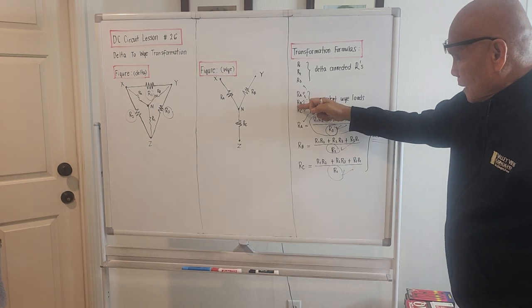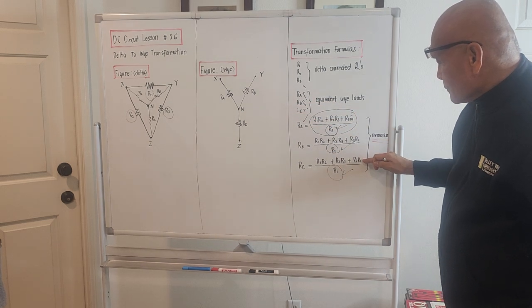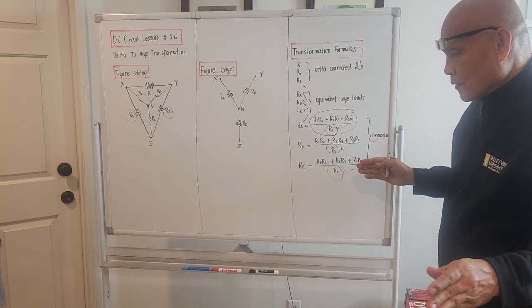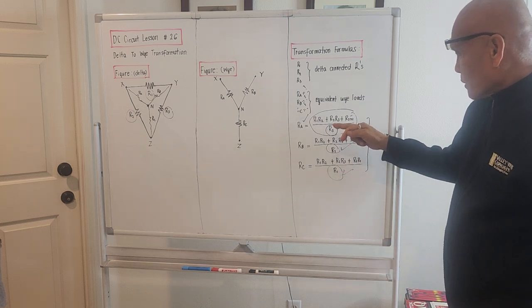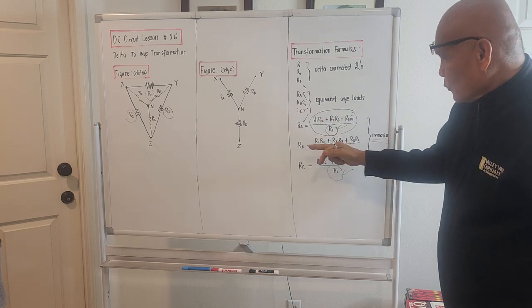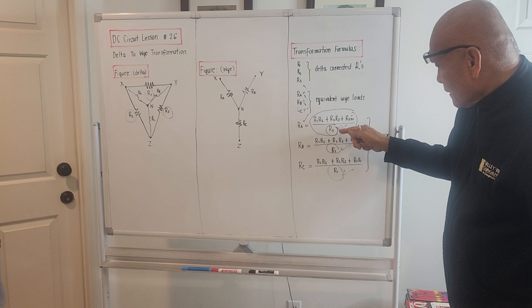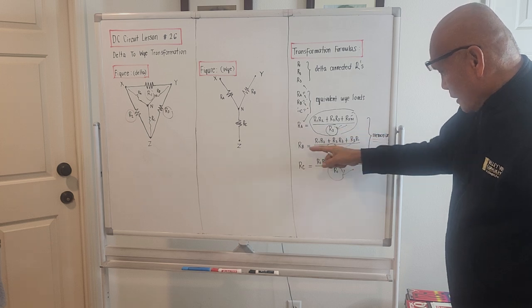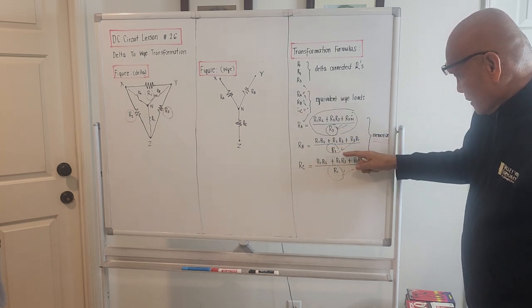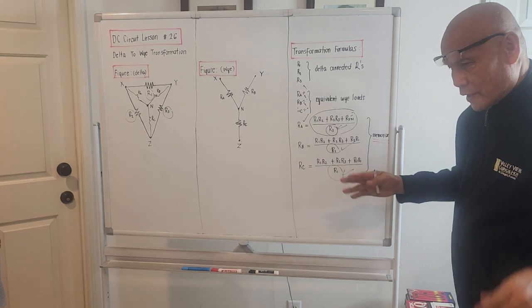For RA, RB, and RC, the numerators are actually the same. So the only problem now is what will be the corresponding denominator that we will be using if we try to compute for RA. How come for RA, the denominator is R sub 3? How come for RB, the denominator is R sub 2? How come for R sub C, the denominator is R sub 1? It is something like this.